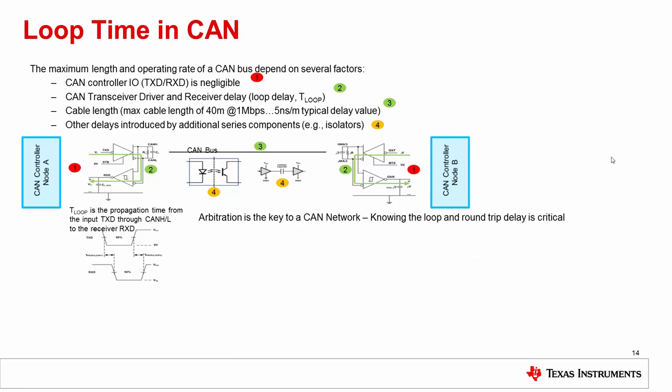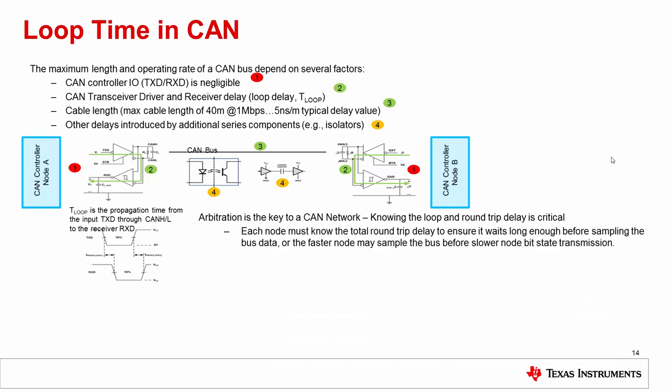Arbitration is the key to a CAN network. Knowing the loop and round-trip delay is critical. Each node must know the total round-trip delay to ensure it waits long enough before sampling the bus data, or the faster node may sample the bus data before the slower node bit state transmission.